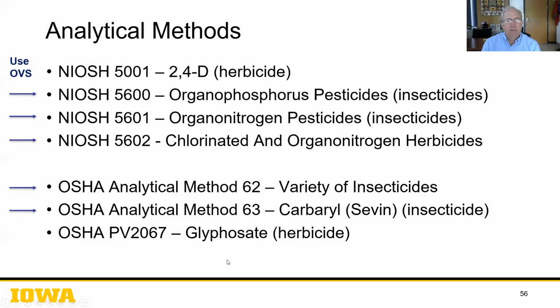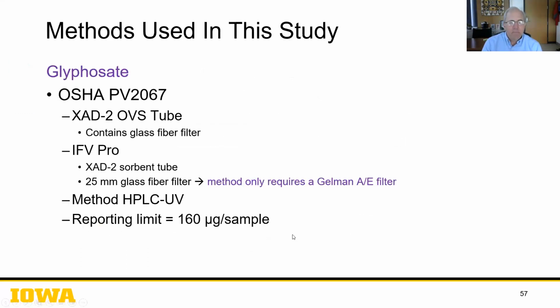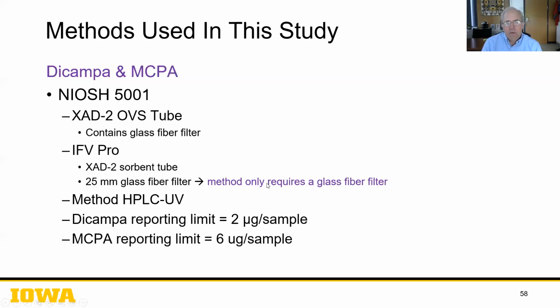about the vapor phase. I hate to just throw all that in at the very end, but we really didn't think it through until it became obvious towards the end, like, oh yeah, the vapor pressures are so low. As it shows here for glyphosate, the method only requires a Gelman filter, and does not require the use of a sorbent tube. And for the dicamba, again, it only requires a glass fiber filter.